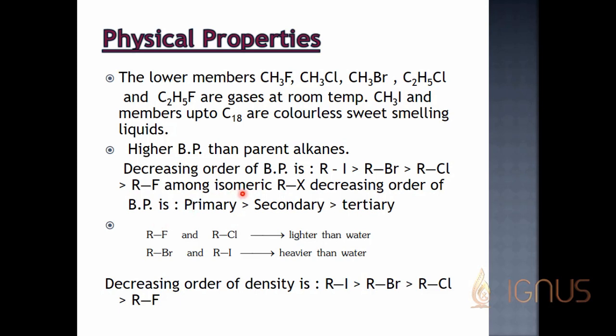And among isomeric alkyl halides, the decreasing order of boiling point is primary greater than secondary, and secondary greater than tertiary. And decreasing order of density: always alkyl iodide is denser compared to alkyl bromide, then alkyl chloride, then alkyl fluoride. Just note down these points. These are very important. The decreasing order of boiling point and the decreasing order of density are the same. But among isomeric alkyl halides, the order is primary greater than secondary, then tertiary. Just note down these 3 points. These are very important.